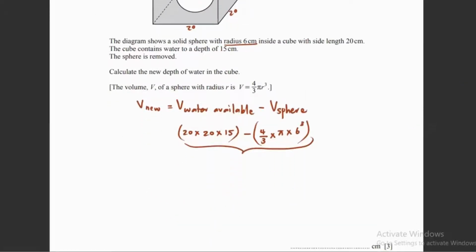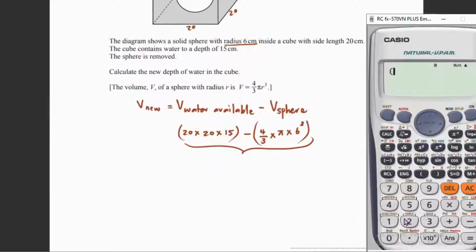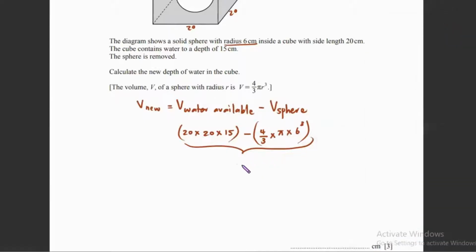So when we do that, let's see what we get. So we have 20 times 20, which is the same as 20 squared times 15. From that, I need to deduct 4/3 pi r cubed, where I have a pi here and the r is 6. So it's going to be 6 cubed. So when I do the subtraction, I get 5095.22. So this 5095.22 is the volume of water that is remaining.